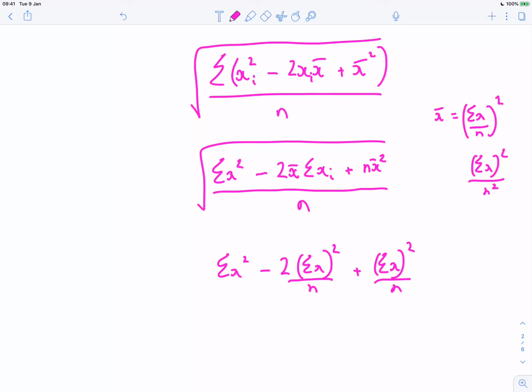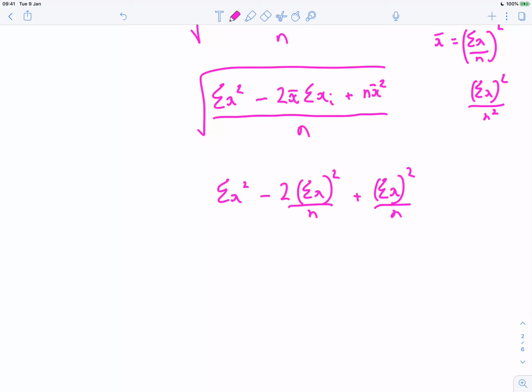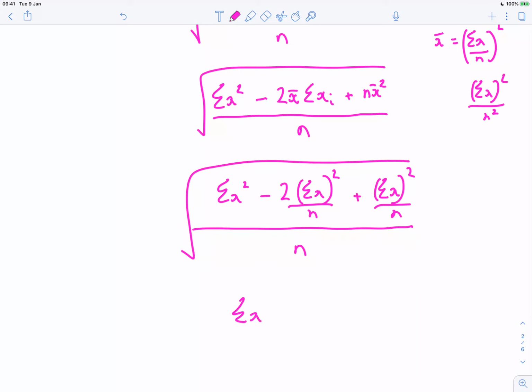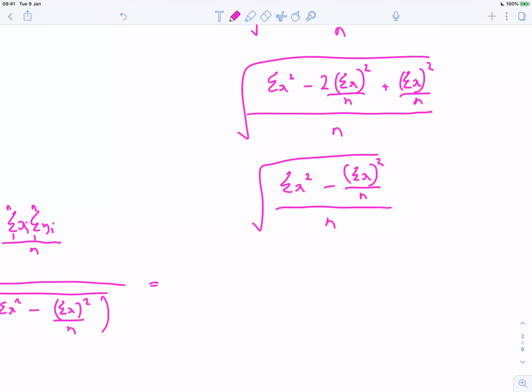Done this right. Yeah. And then this is going to tidy up, and this is all over n, and this is square rooted. And then this is going to be the sum of x squared minus the sum of x all squared over n, and then this is all divided by n square rooted. And so that top bit is just the square root of Sxx over n.